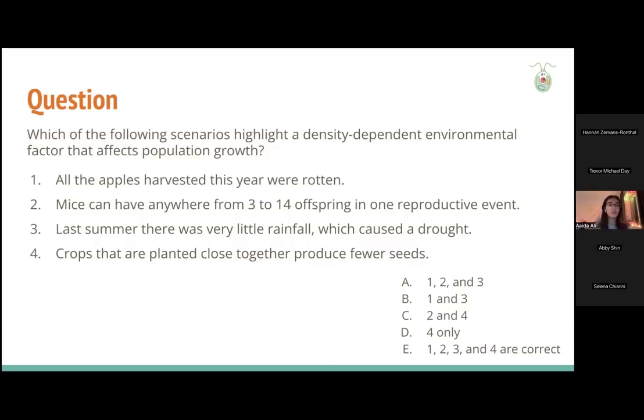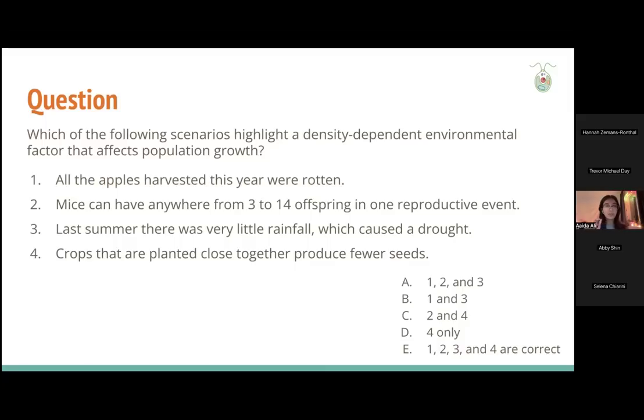So number one is wrong because all apples that are harvested this year that were rotten, that is quality of food. And quality of food is a density independent environmental factor. It does not matter how many people are close together or if they're far apart. All of those apples are rotten. No one can have those apples. No one's going to be able to eat those apples.